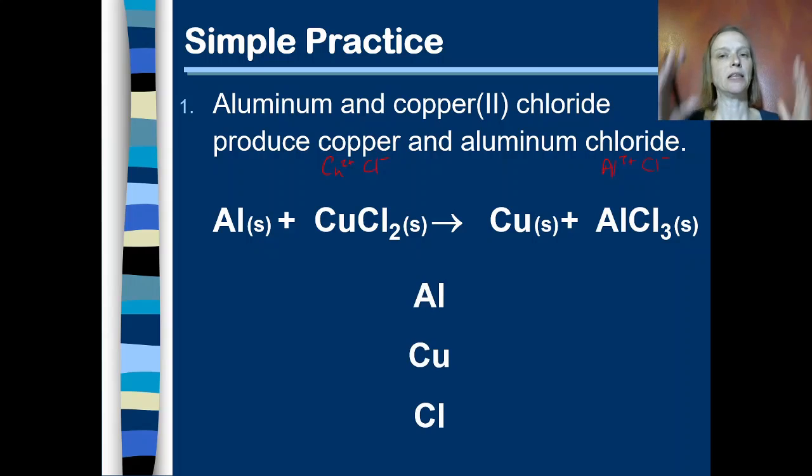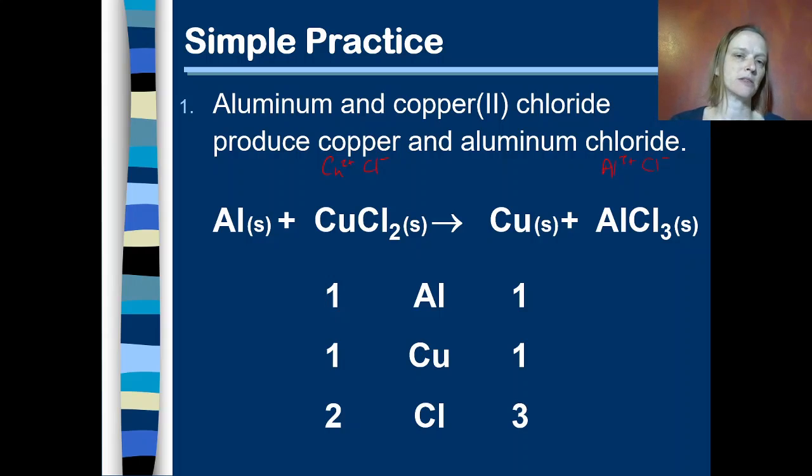So I'm going to list all the elements that I have in the equation, aluminum, copper, chlorine, and then I'm going to count up how many I have on each side. I've got 1 aluminum on each side. Well, that's good. That looks balanced. I've got 1 copper on each side. Yay, that looks balanced. Uh-oh, the chlorines are not balanced. I've got 2 on the left and 3 on the right. So I'm going to need to do something to make those numbers the same.